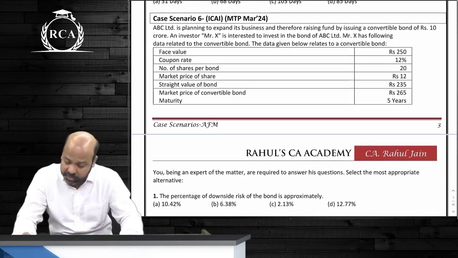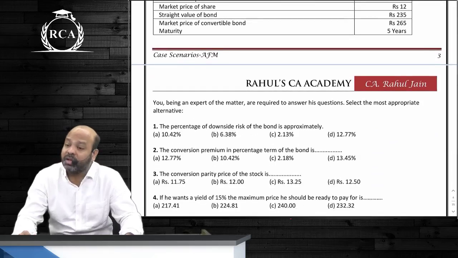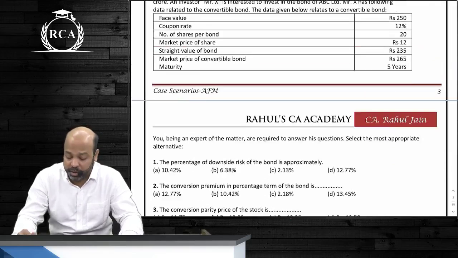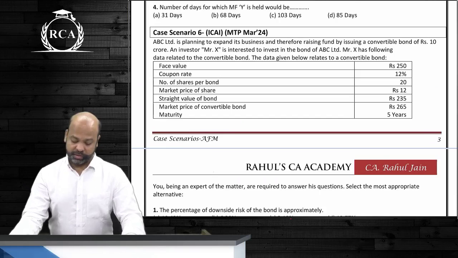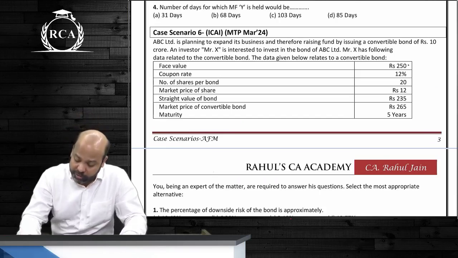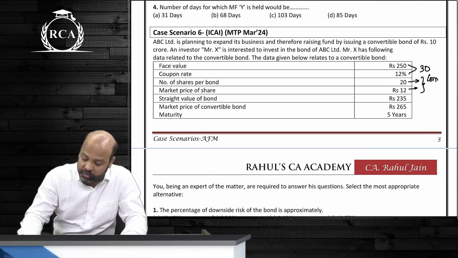वापस convertible security पे बेटा, we will just do it once because यहाँ पे downside risk is not based on market price. Downside risk is based on straight value of a bond guys. So here it says बेटा face value is 250 rupees, coupon rate is 12%. So what will be your annual premium? 30 rupees. Number of shares per bond is 20. Market price per share is 12 rupees. What will be conversion value? Conversion value beta will be 240 rupees.